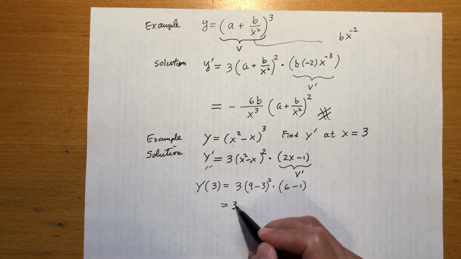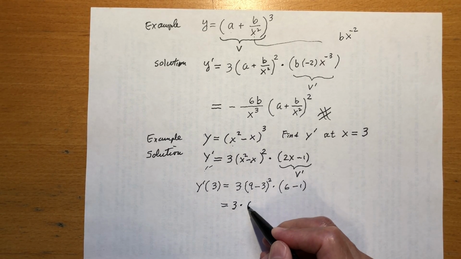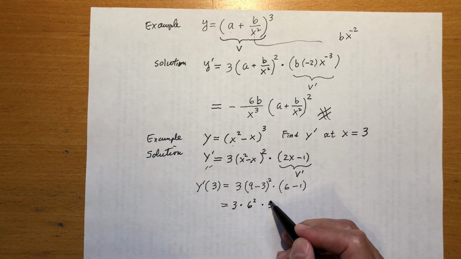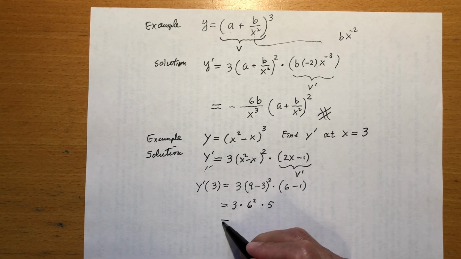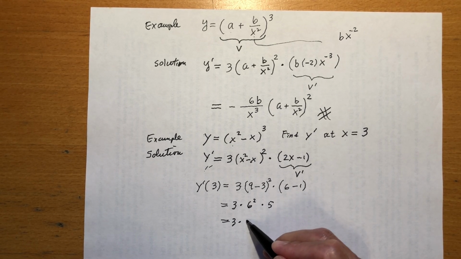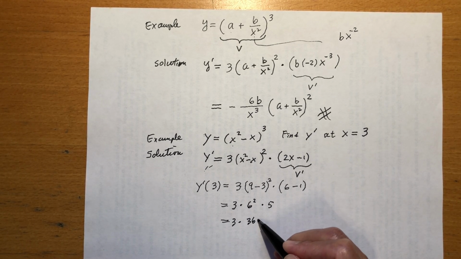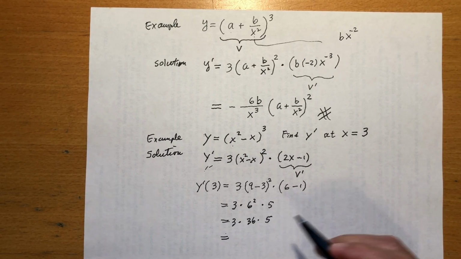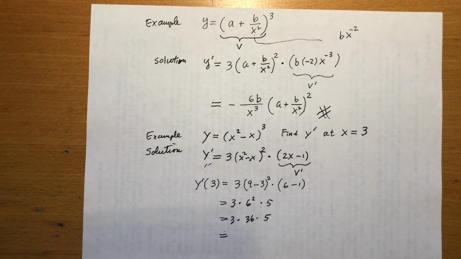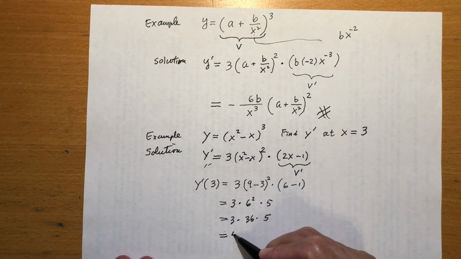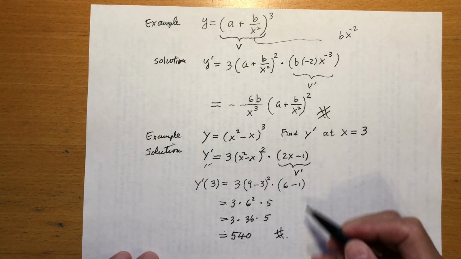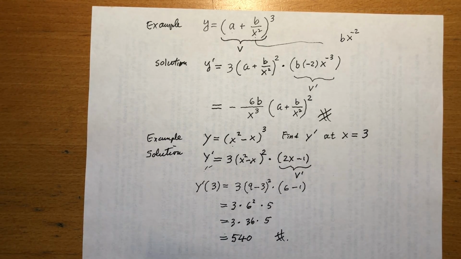So I have 3 times, this is 6, 6 squared, and times 5. So I have 3 times 36 times 5. And then I just calculate this out. The result is 540. So that is my answer.